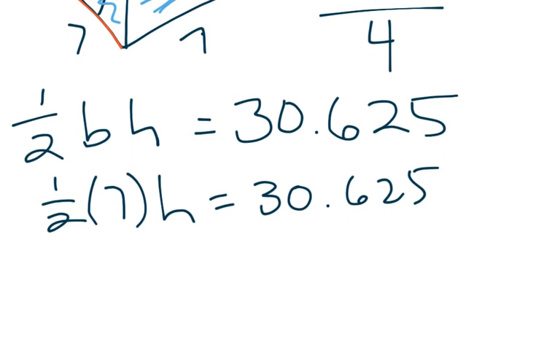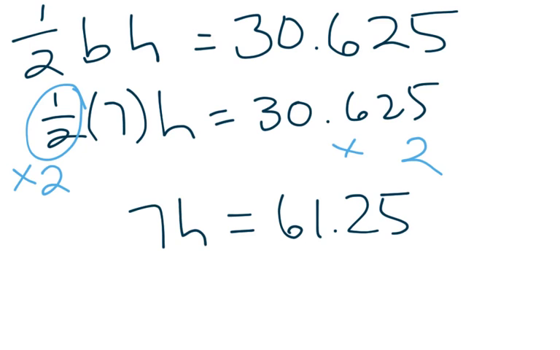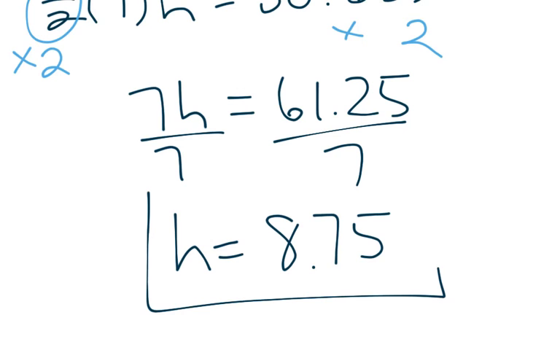Over here, the base times height is being divided by 2 or multiplied by 1/2. To undo that, we're going to multiply both sides by 2. So that's 61.25. And that is 7h. Now we want to divide both sides by 7. And that is 8.75. So the height is 8.75. And that is the answer for number 9. And that is it for this section.